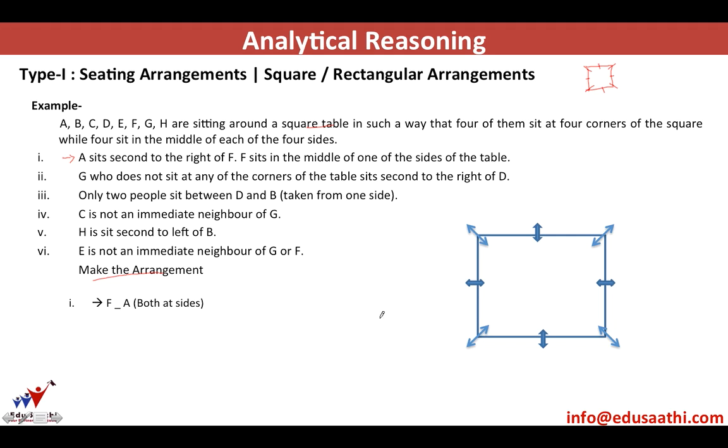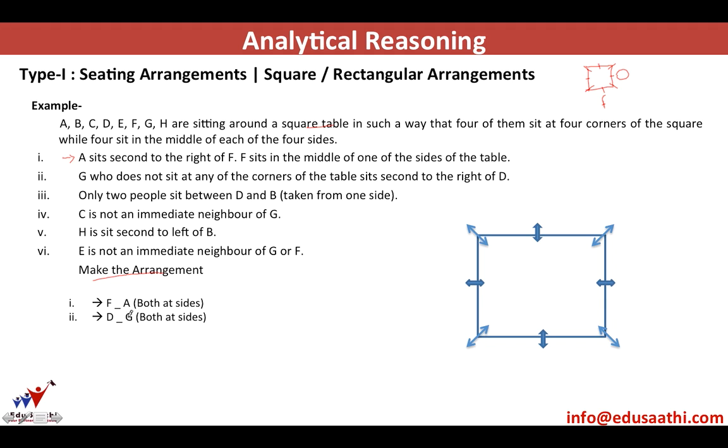So if F would be sitting at any of the middle sides, maybe over here, then there is a gap of one person, which would be the corner. So because F is sitting at a side, A would also be sitting at one of the sides. Then we have G, who does not sit at any of the corners. It means G is sitting at one of the sides. G sits second to the right of D. So this is D, first place to the right of D, second place to the right of D.